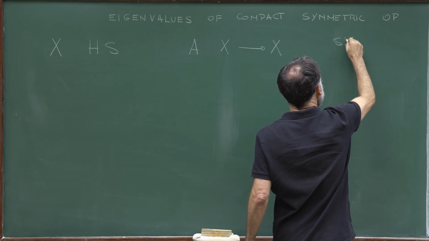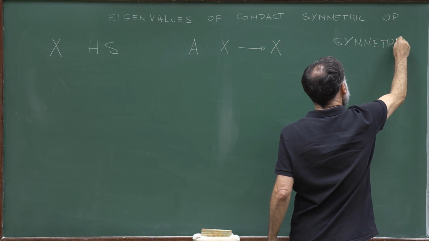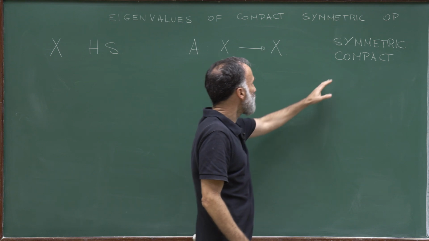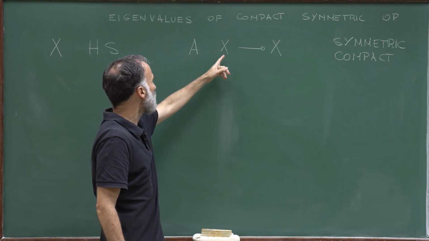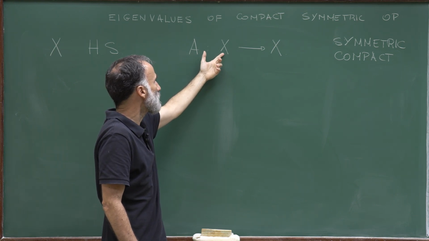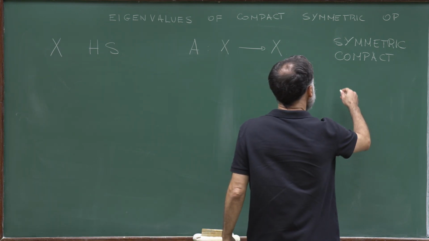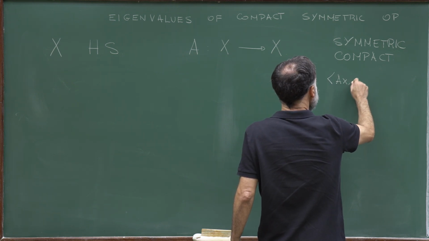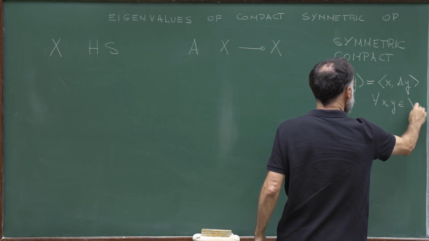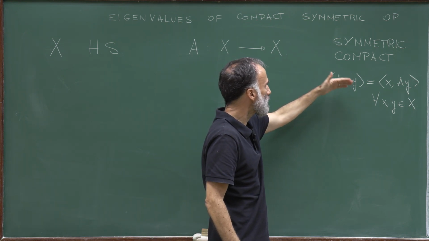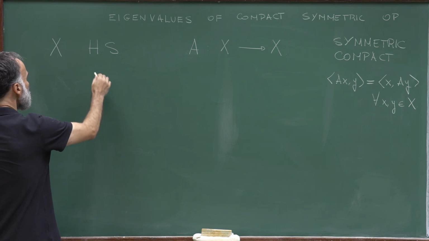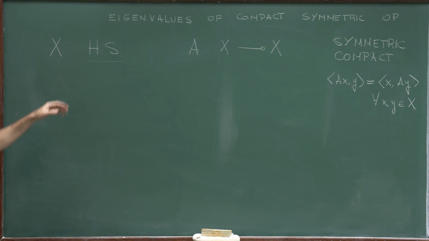Which is symmetric and compact. Compact I just defined, so I won't remind you of the definition of compact. Symmetric, let me remind you that we first require the operator to be linear. Then we require it to be defined on a dense subspace, but here I'm taking the whole space, so the domain of definition is indeed dense. And then the last condition of symmetry is that (Ax, y) is equal to (x, Ay) for all x, y in X. So I have an operator which is compact and satisfies these conditions for all points x, y in my Hilbert space X. Now I will prove a theorem in which I require this Hilbert space to be separable.